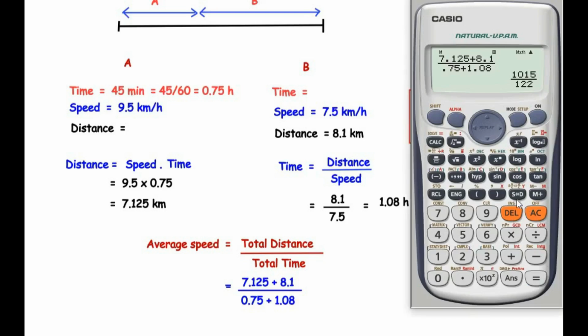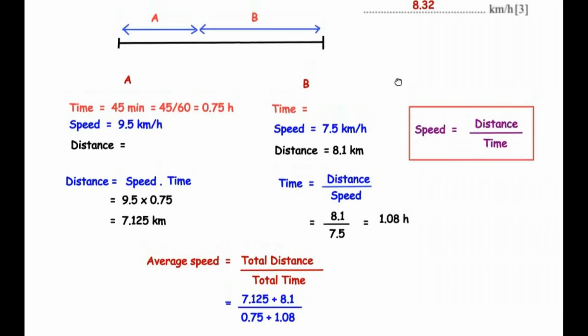So this is going to give us the value as 8.3196. I'm going to round it to 2 decimal places, giving us the average speed as 8.32 kilometers per hour. So here we have written the answer.